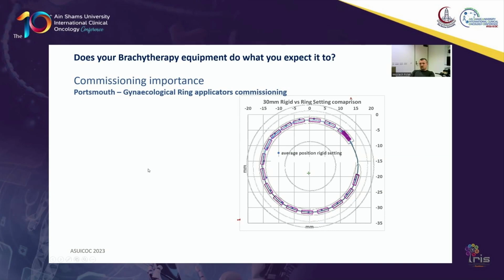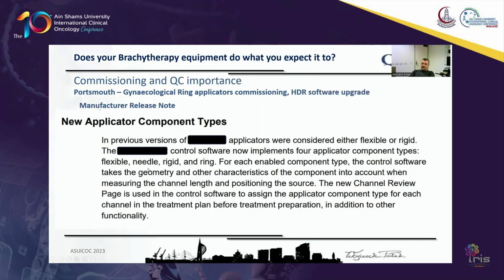And that would be the end of the story. If not, the manufacturer actually released a new version of the software, where they introduced the different types of the applicator components, like flexible, needle, rigid, and ring. And that was the release note, exactly how it is said here, and it was nowhere saying that you have to recommission your ring applicators if you want to use the ring type.